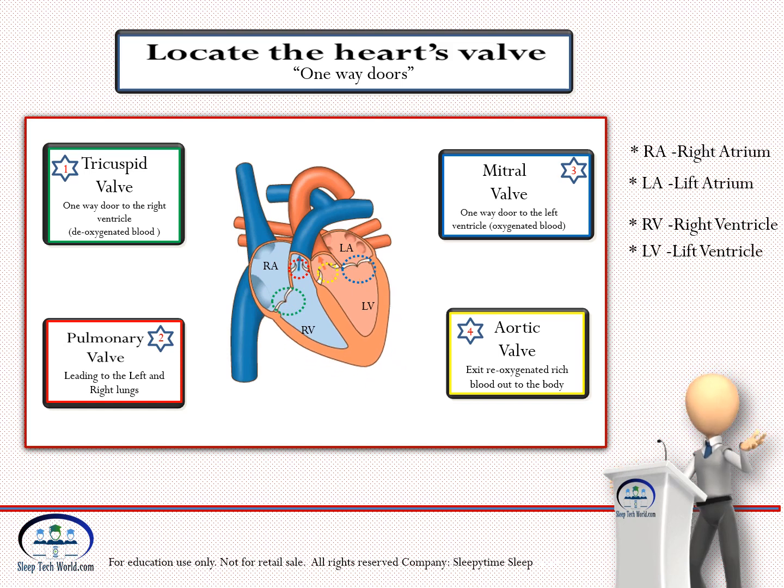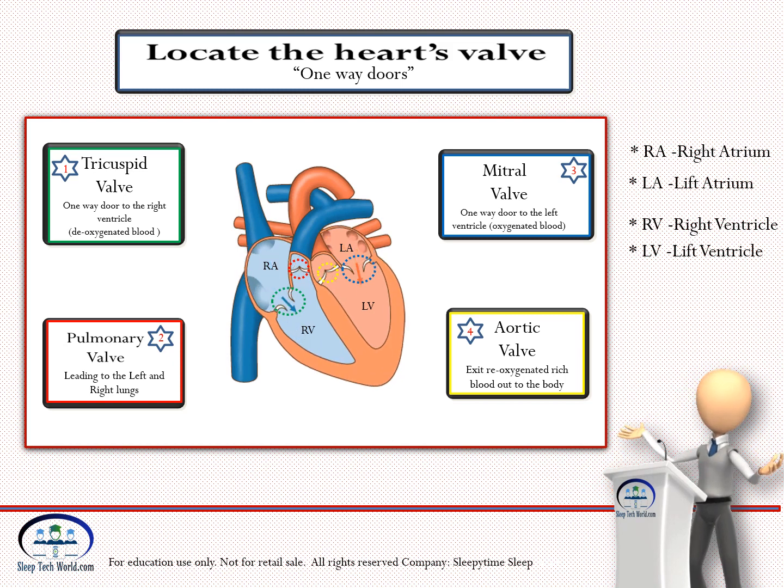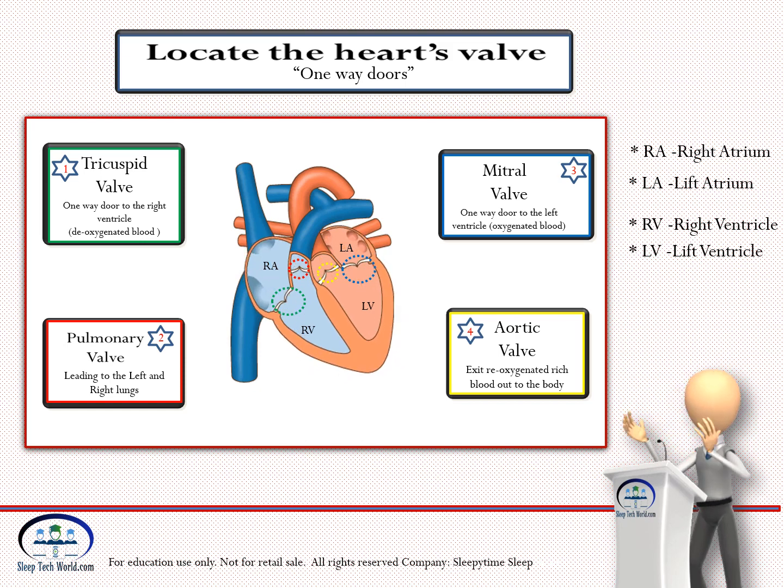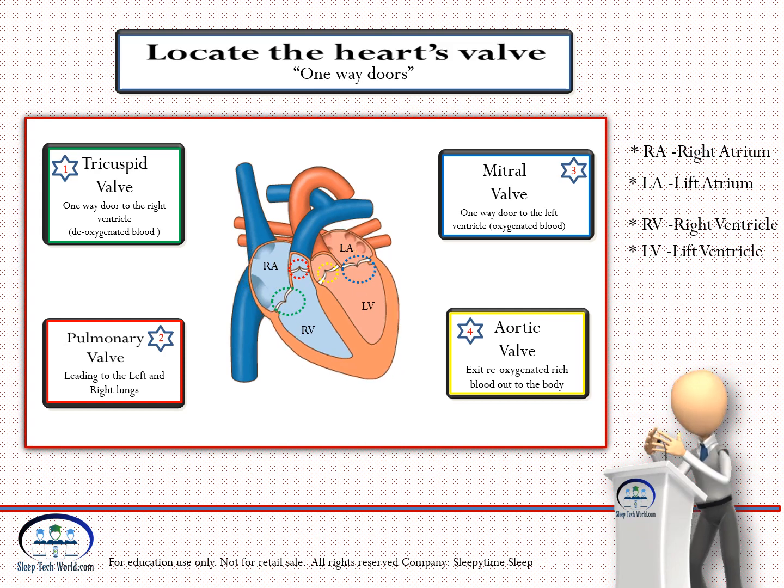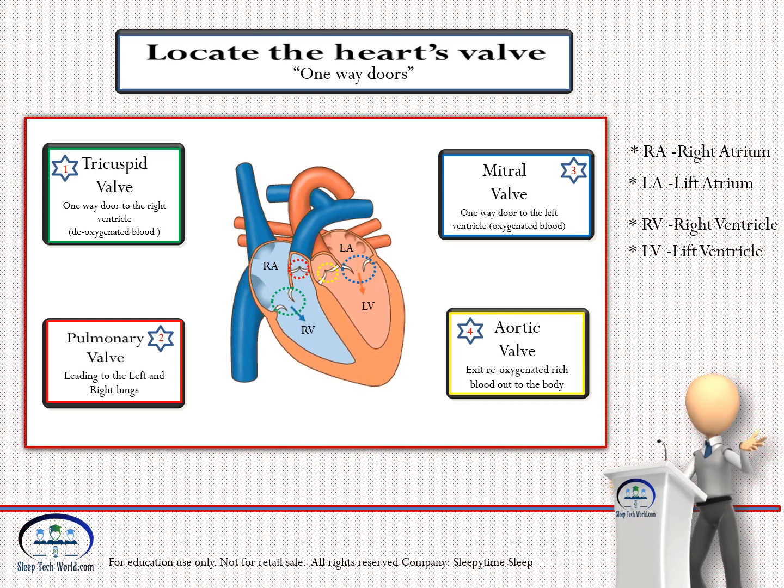pulmonary arteries and lungs. Once the reoxygenated blood returns to the heart, it re-enters the heart via the left atrium. This blood then passes through the mitral valve in order to get to the left ventricle. The blood exits the left ventricle via the aortic valve, which transmits the oxygen-rich blood back into the body.